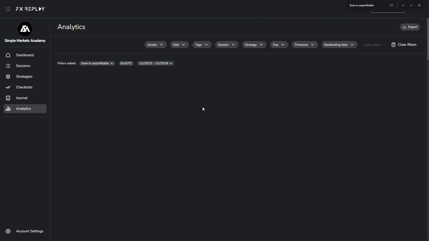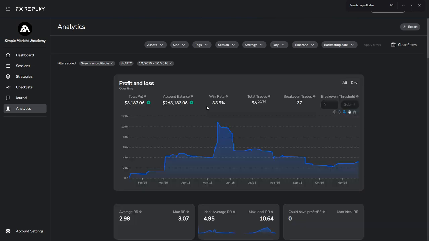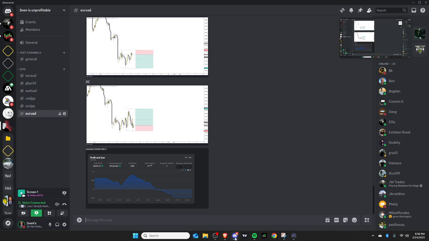Apply. All right, there we go. So this is what we got so far. We've got about 100 trades in 2015 with around a 34% win rate. We've only done 6 pairs so far, so it's too early to draw any conclusions, especially because we've done quite a lot of Euro pairs and quite a lot of JPY pairs. Well, 2, but still.